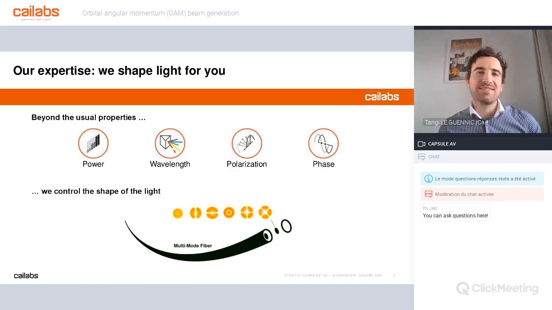What do we call exactly beam shaping? It's possible to play with several properties of the light, like the power, the wavelength, the polarization, and the phase. At Skylabs, we allow the addition of a new degree of freedom thanks to beam shaping, which is the shape of the light.